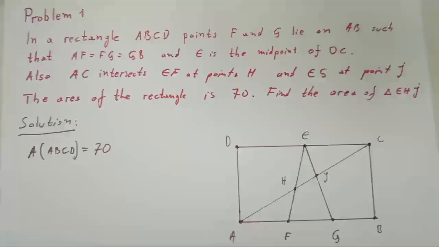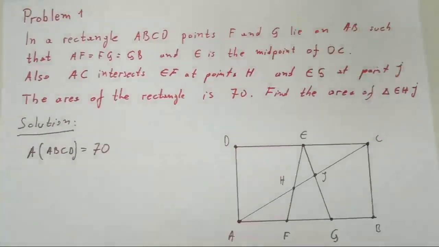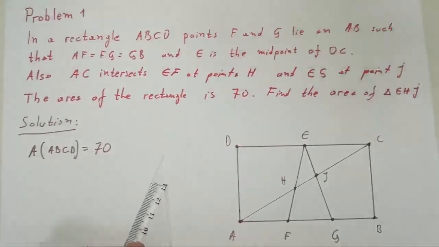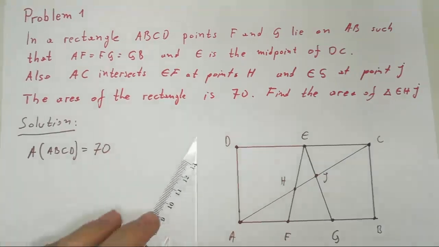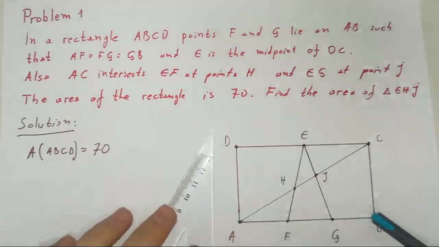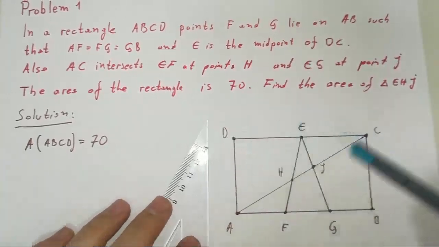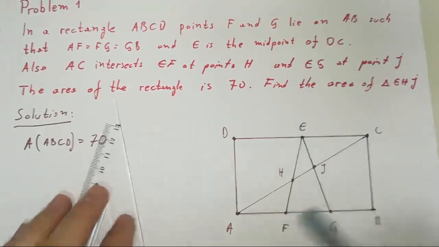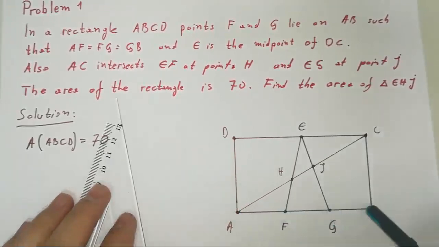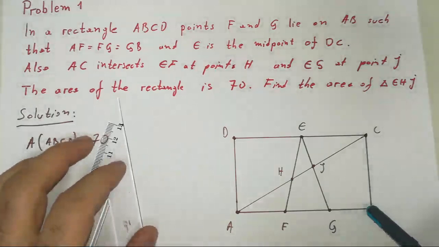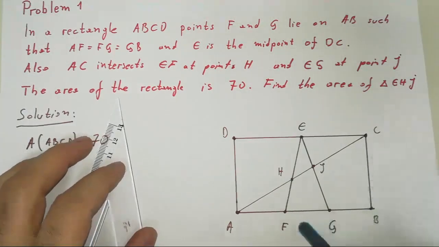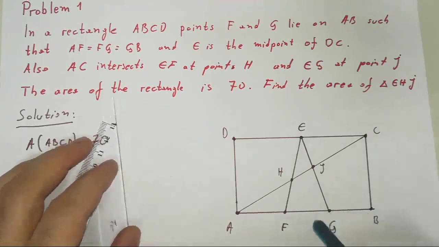Let's first construct this one. I've already done this, but for you maybe it will take some time, around 2-3 minutes. So first we have this rectangle A, B, C, D. Take the points F and G such that AF equals FG equals GB. I didn't construct these points, so they are not to scale. Maybe this looks smaller here, but it's not a big deal. We will suppose that they are equal.